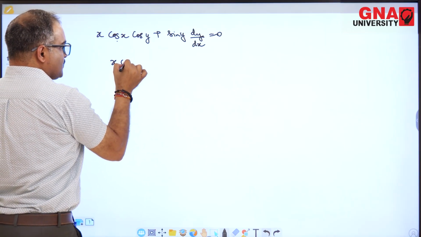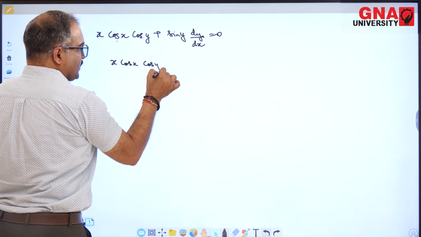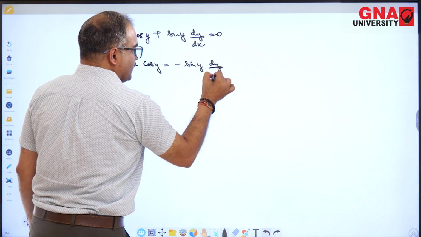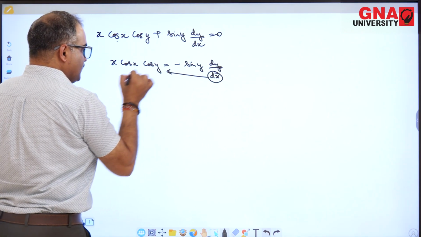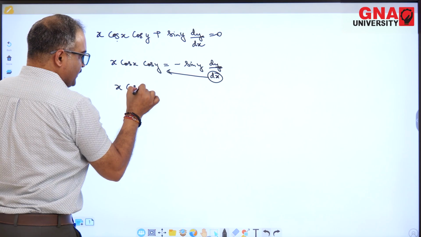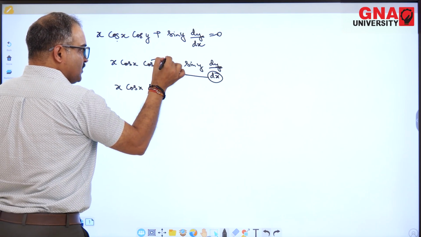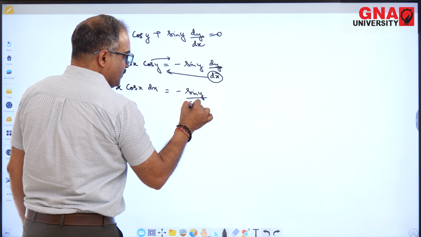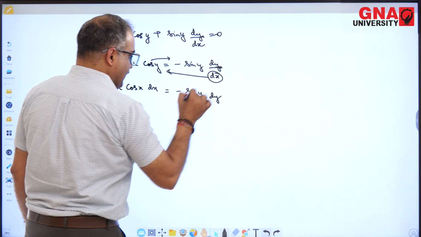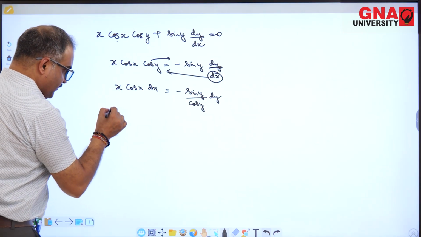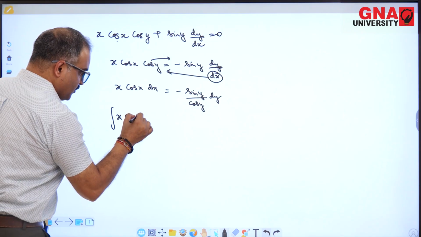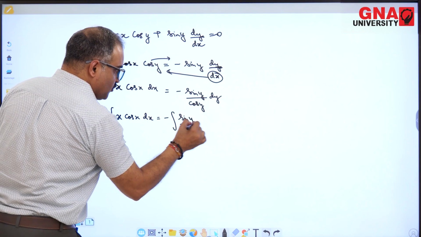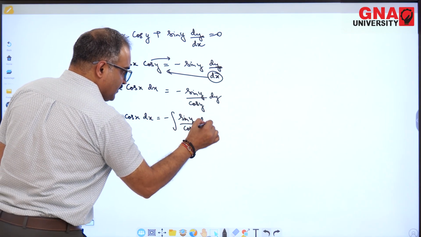What I do now, x cos y is equal to minus of sin y dy by dx. Now I'll take this dx to the other side, so it will be x cos of x dx, and this cos y to the y variable side, that will be minus sin of y over cos of y dy. Now I'll integrate both sides. So integrating will be x cos of x dx equal to minus integral sin y over cos of y dy.